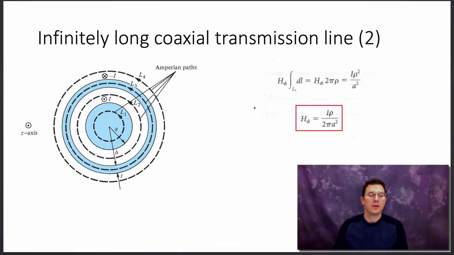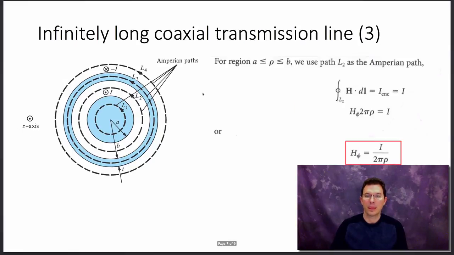Okay? All right, now the question is, can we get an expression for the magnetic field when rho is between a and b in this region here in free space? This one is a little bit easier because we can set up our Amperian contour L2 right here. This is our second Amperian contour that we're going to use when rho is between a and b, when we're in between the two conductors, in other words.